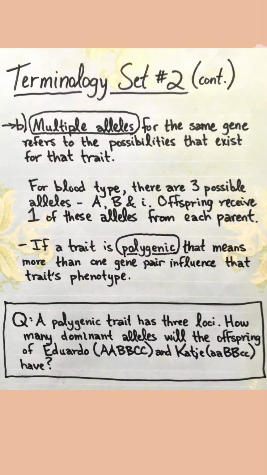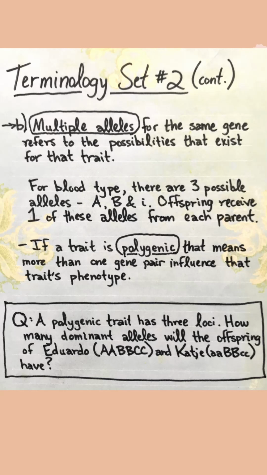Multiple alleles for one gene and a trait being polygenic, I think, are sometimes mixed up a lot. So we're going to compare and contrast what it means to have multiple alleles for a gene and for a trait to be polygenic. Multiple alleles for the same gene refers to the possibilities that exist for that gene.